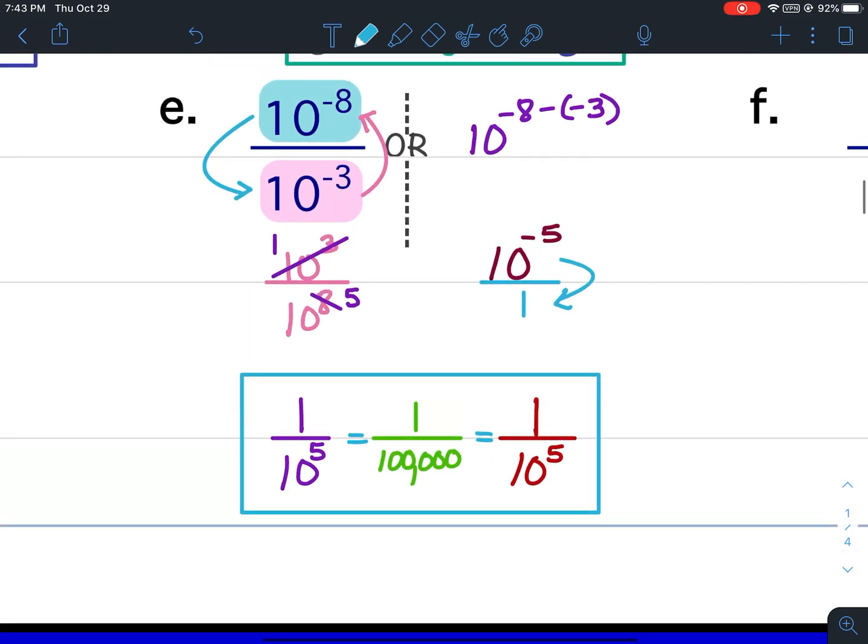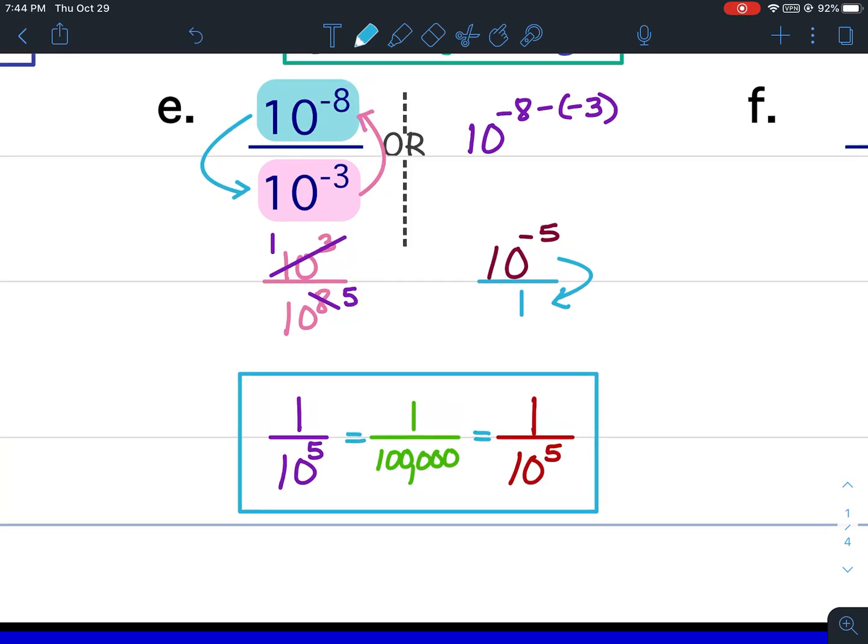Now right there, if you're not strong with negative exponents, I think the best way to do it is to make the exponents positive first. In other words, I think it's better to do this method over here if you're not strong with negative exponents. But again, you choose how you would prefer to do it, and either way is fine with me.